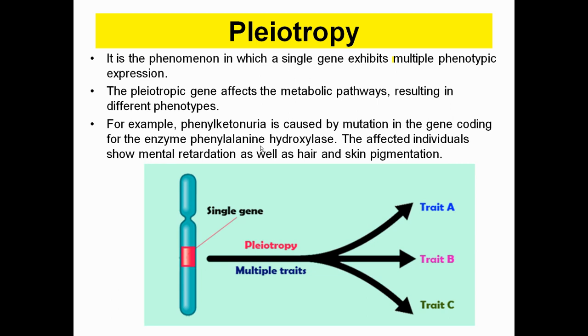And mutation in this particular gene will lead to the affection of so many phenotypes. These are mental retardation or pigmentation in hair and skin texture. So this mutation will ultimately affect the mental retardation or the IQ level in the organism and pigmentation in both hair and skin. So a single gene is going to control multiple traits. This is what pleiotropy is all about.